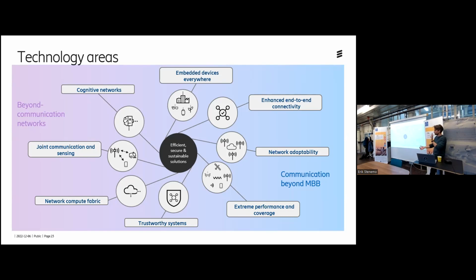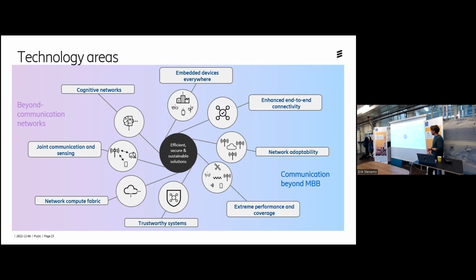So you can't have objects in between. You have to have line of sight in order to do that. So you probably need a rather dense network in order to do this as well. In many ways, several of these technology areas point at the need for a denser network. So you need a higher density of network nodes.